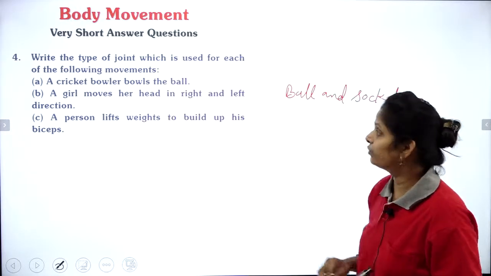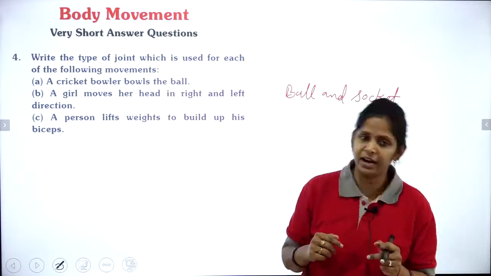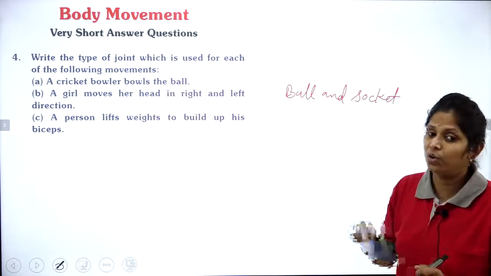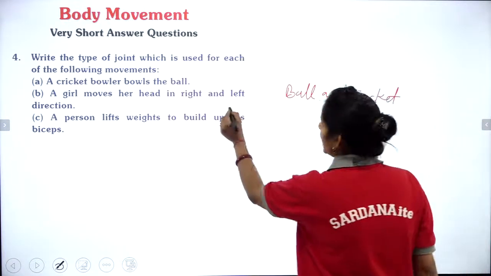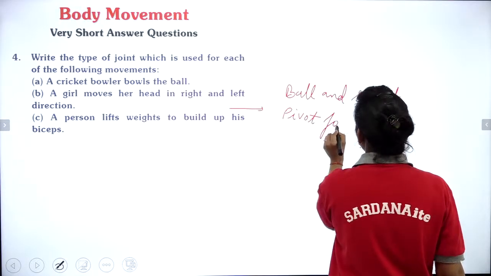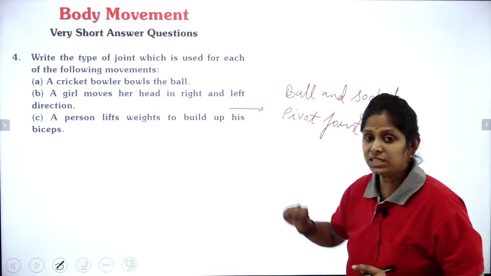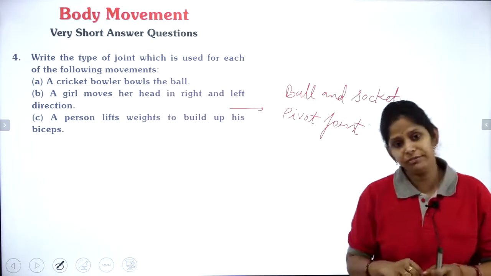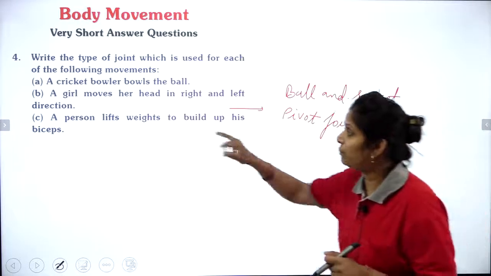Because of this pivot joint, we can move our head in left and right direction and up and down direction also. Now a person lifts weights to build up his biceps. You know he has to build up his biceps. So the person lifts weight just like this. You can see here there is movement in the elbow. So which type of joint is present there? There is a hinge joint, H-I-N-G-E, and because of this hinge joint he can move his hand up and down, okay, for what? To build up his biceps.